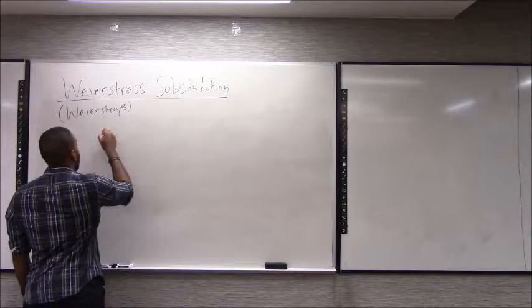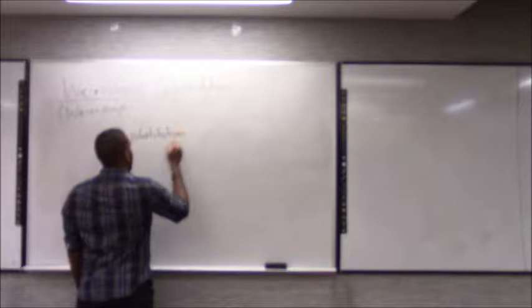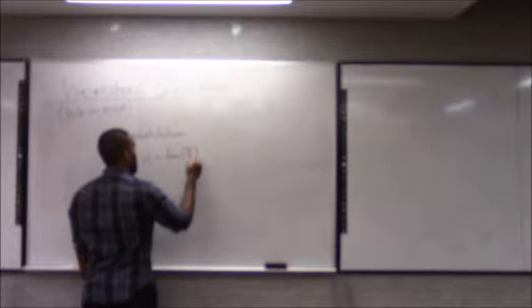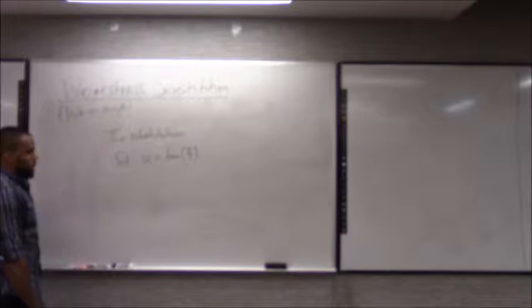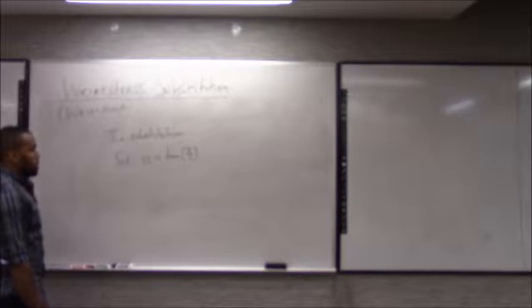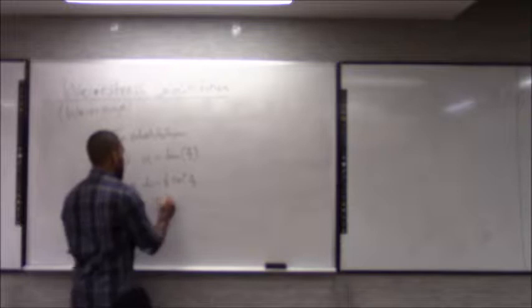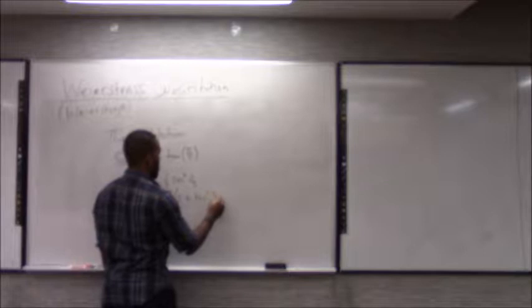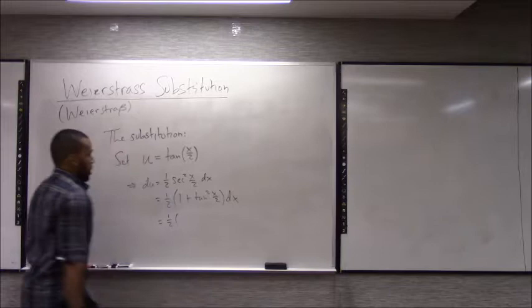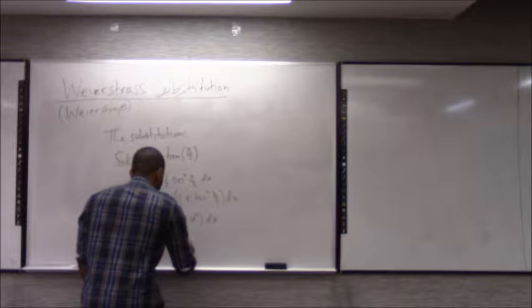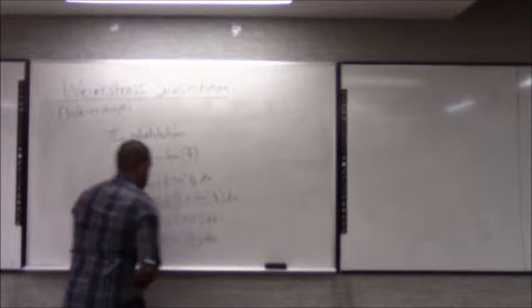So here's the substitution. Some people use t, but I'm going to use u. Set u equals the tangent of the half angle x over 2. Once you start out with that substitution, certain things follow. For example, du is going to be 1 half the secant squared of x over 2 dx. By the Pythagorean identity, that's 1 plus tangent squared of x over 2, but since tangent of x over 2 is u, this is just 1 plus u squared. And so you end up with dx equal to 2 over 1 plus u squared du. That's going to be an important substitution.